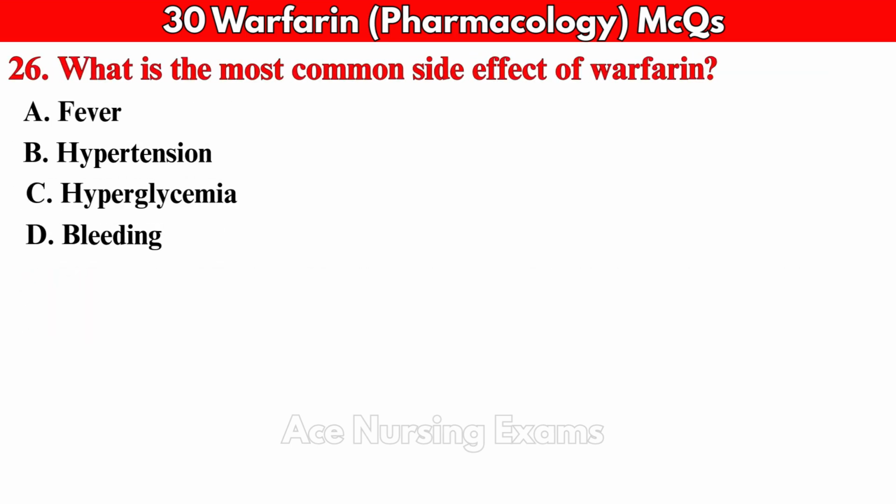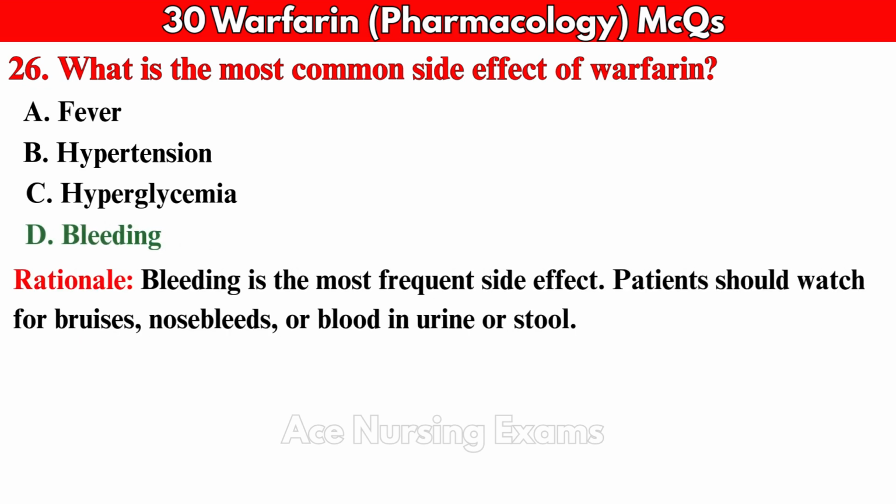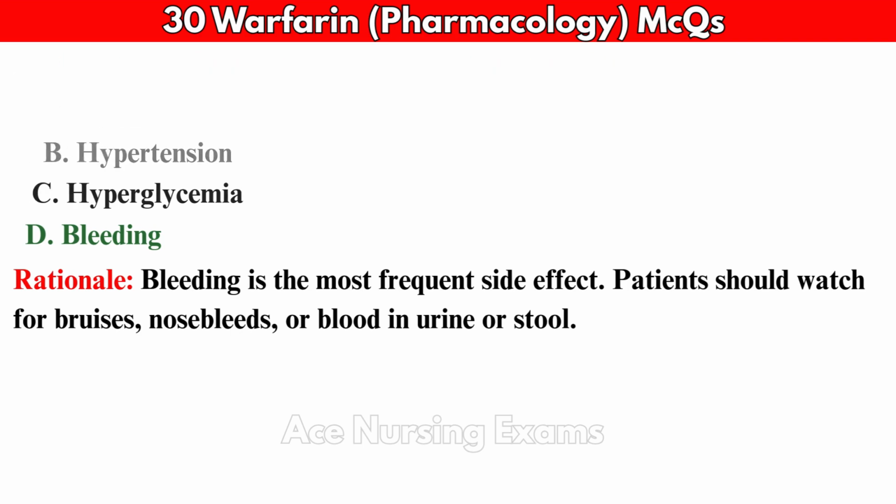What is the most common side effect of warfarin? A. Fever. B. Hypertension. C. Hyperglycemia. Or D. Bleeding. Correct answer is D. Bleeding. Bleeding is the most frequent side effect. Patients should watch for bruises, nosebleeds, or blood in urine or stool.